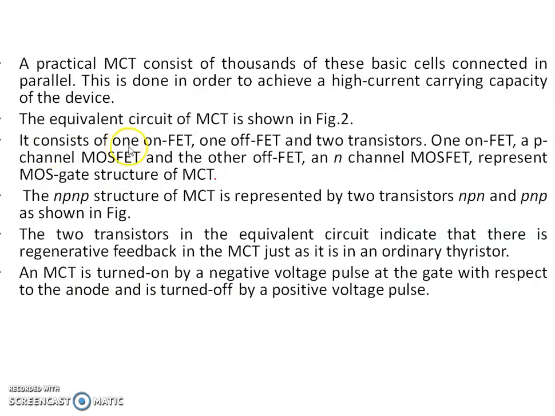It consists of one on-FET, one off-FET and two transistors. The on-FET is a P-channel MOSFET, and the off-FET is an N-channel MOSFET, which represent the MOS gate structure. The NPNP structure of the MCT is represented by two transistors, an NPN and a PNP transistor. An MCT is turned on by a negative voltage pulse applied to the gate with respect to the anode, and it is turned off by applying a positive voltage pulse.